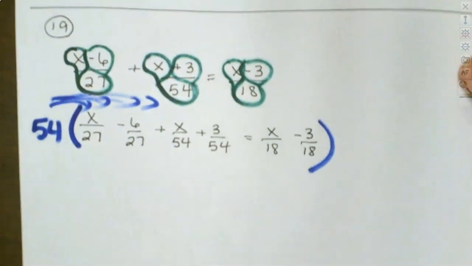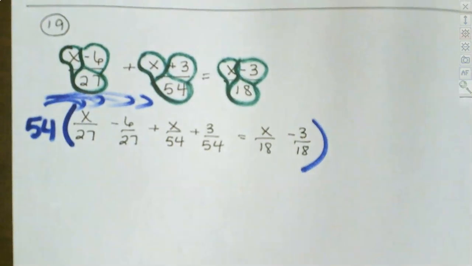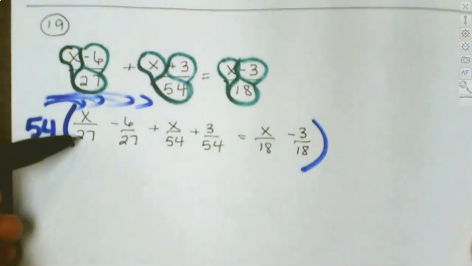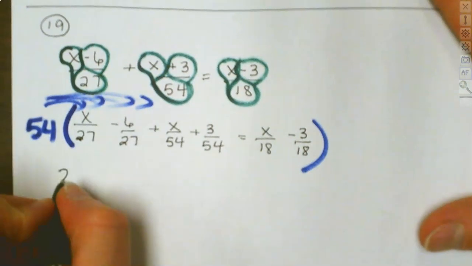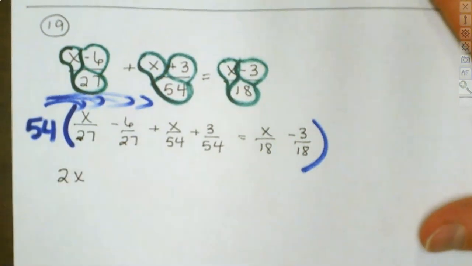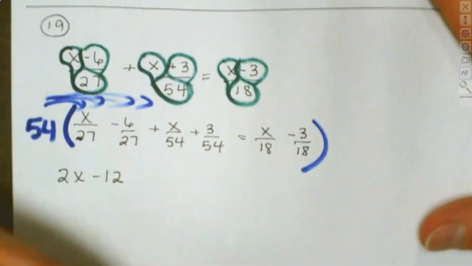Reviewing the process. How do we clear these fractions? Divide by the number down below. Multiply by the number on the top. So 54 divided by 27, we did that a moment ago. 54 divided by 27 was a 2. Times x, that makes it a 2x. 27 divided by 54 again is a 2. Times a negative 6 makes it a negative 12.